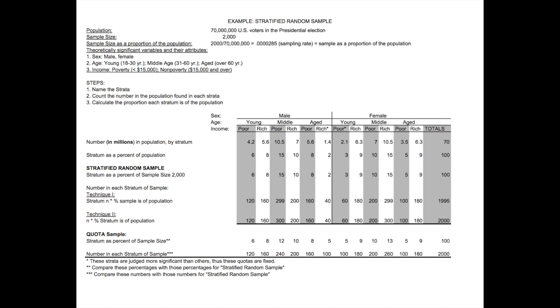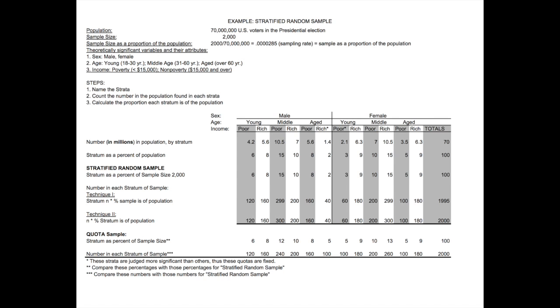So this is just recording what's known, the known characteristics about the population, and then we transform those known raw numbers into proportions. So 6%: 4.2 million out of 70 million registered voters is 6% of the population.